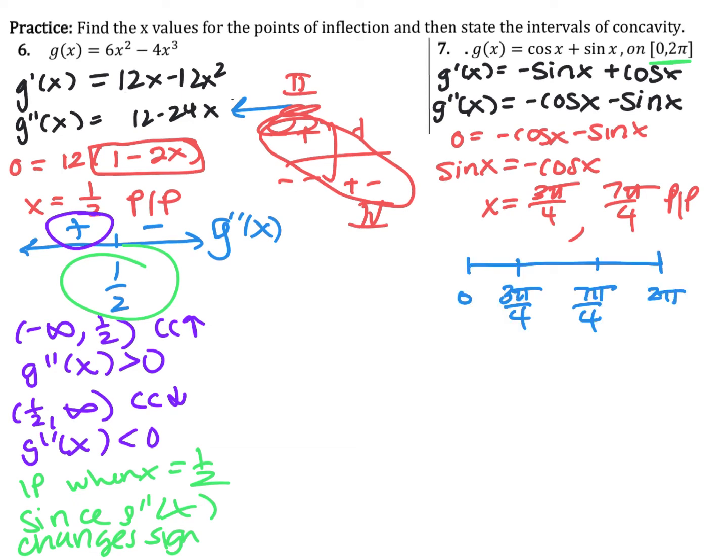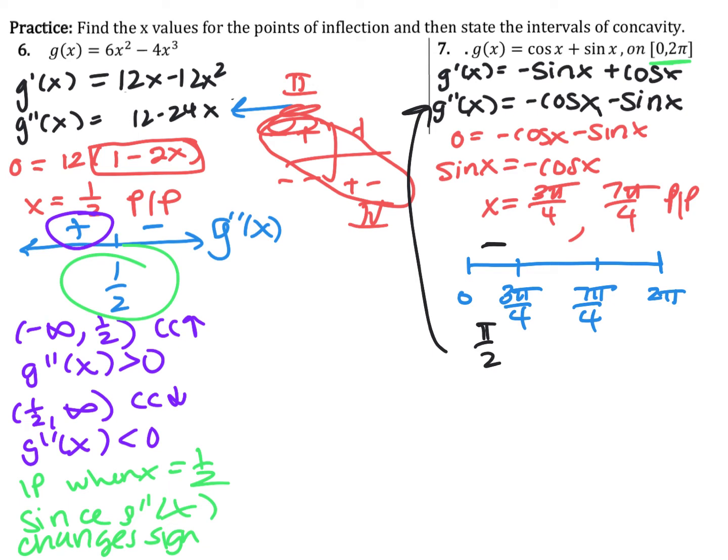Okay, so here is my sign chart. I'm asking myself something between 0 and 3 pi over 4. So let's just say in my head I'm thinking pi over 2, and let's see if our second derivative is positive or negative. If I plug in pi over 2, negative cosine of pi over 2, well, that whole thing is just going to be 0. Cosine of pi over 2 is 0. Sine of pi over 2 is 1, and then it's going to be negative. So this is going to be a negative area.